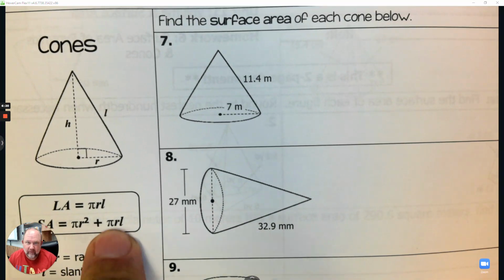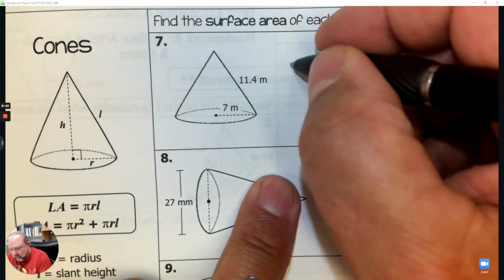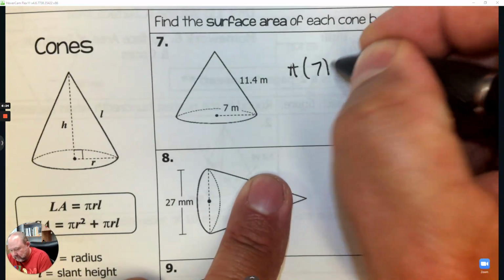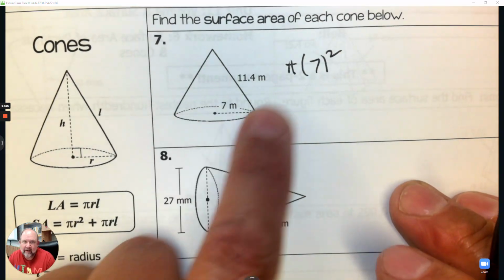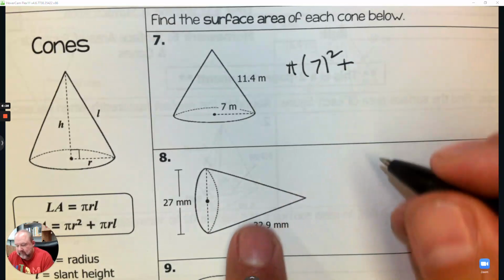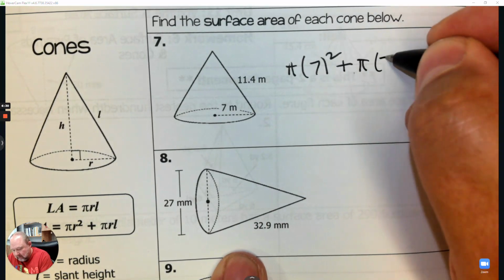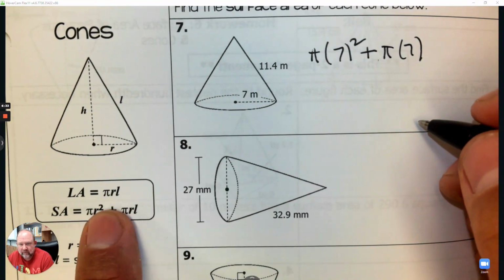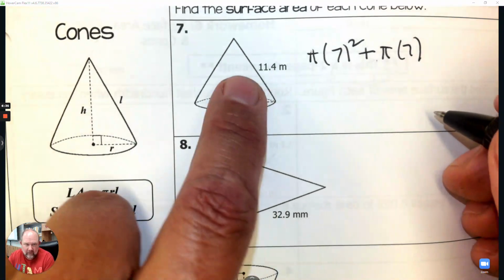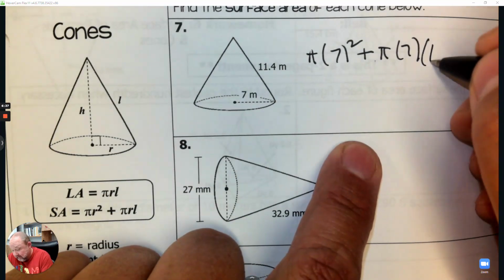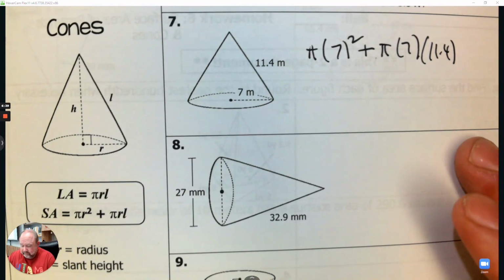Now, cone, of course, means the base is a circle. So we're going to find the base of the circle. So the area of that is pi r squared, plus we're going to go pi r. We know it's radius. We're going to follow this formula. And the slant height of the cone, which is 11.4. And that's it. And then put that in the calculator.